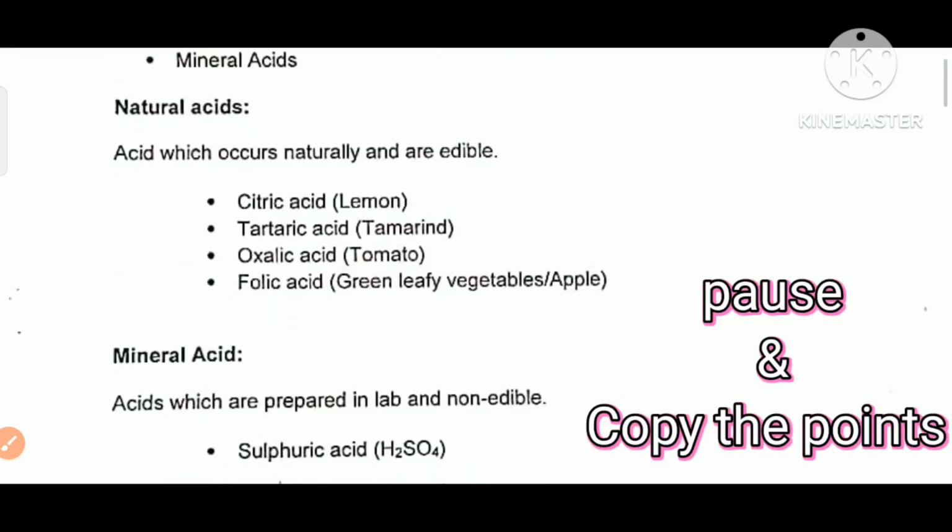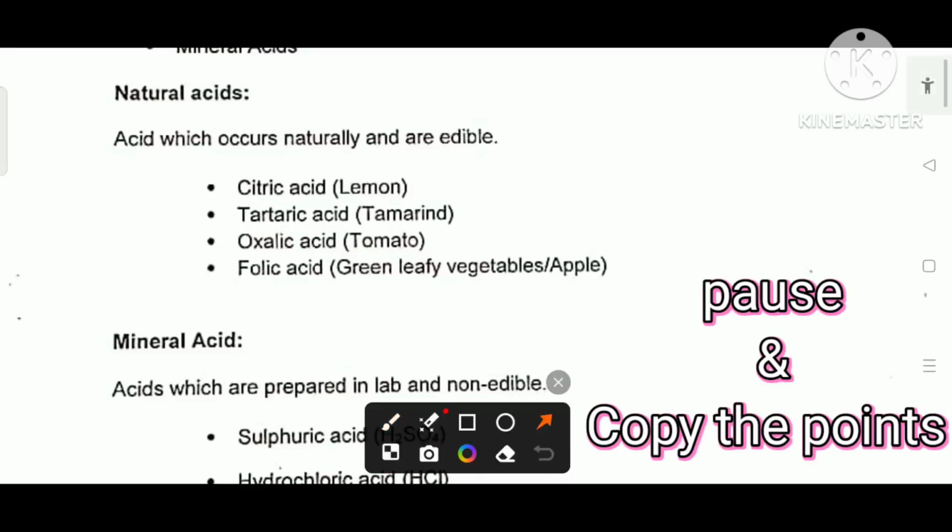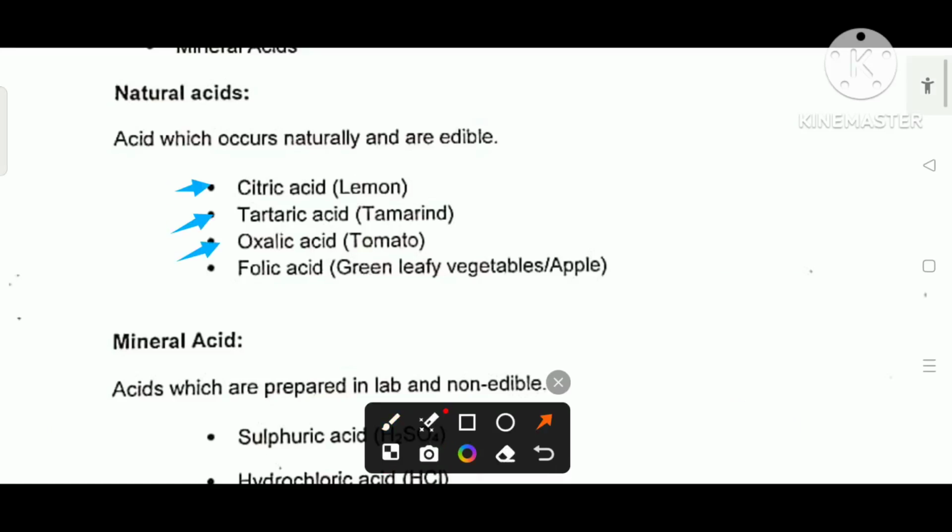Examples of natural acids: citric acid, which is present in lemon, tartaric acid, which is present in tamarind, oxalic acid, which is present in tomato, and folic acid, which is present in green leafy vegetables. For the point of examination you have to focus on this. A 1 mark question may arise like which acid is present in lemon, which organic acid is present in tamarind.